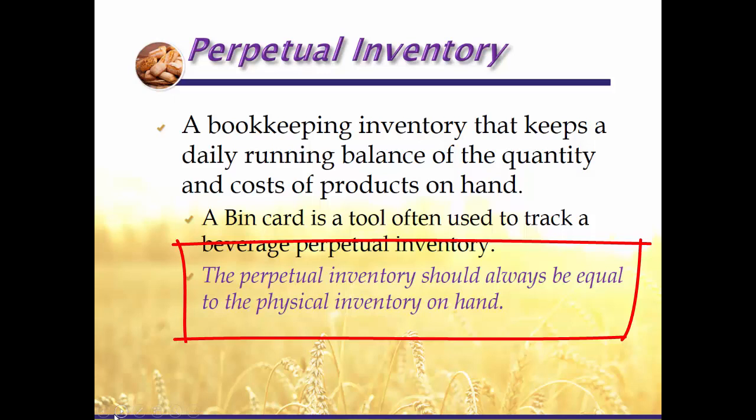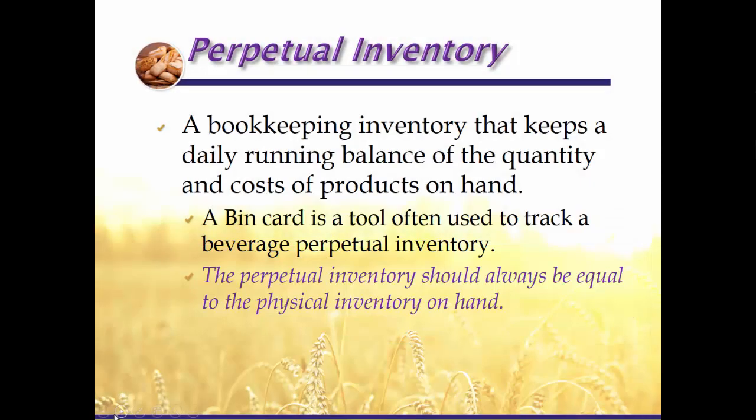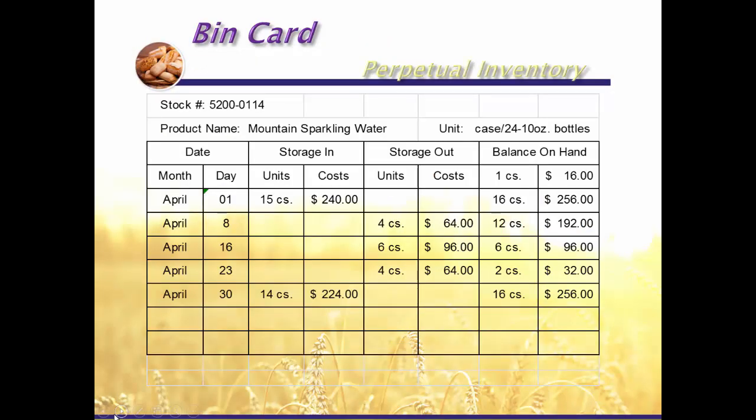It's an effective tool to control your beverage inventory. They call this tool a bin card. It's a tool often used to track beverage perpetual inventory. They use it in correlation with a break sheet, which we'll talk about later. One thing to note is that the perpetual inventory should always be equal to the physical inventory on hand. So let's take a look at this bin card for perpetual inventory. This can be a physical card, as well as the one shown on page 132, figure 9.5. Lately, bin cards are set up as a computerized inventory system.